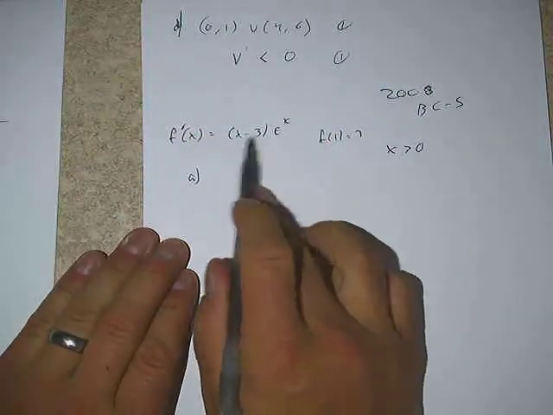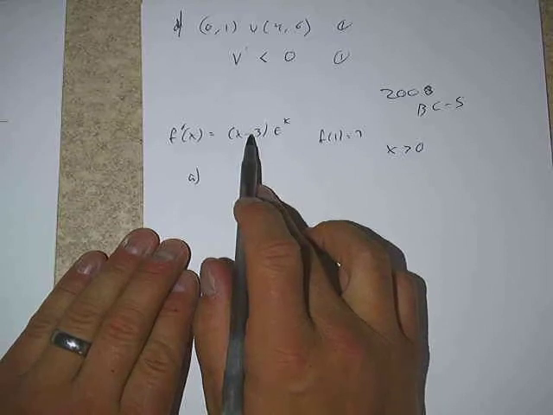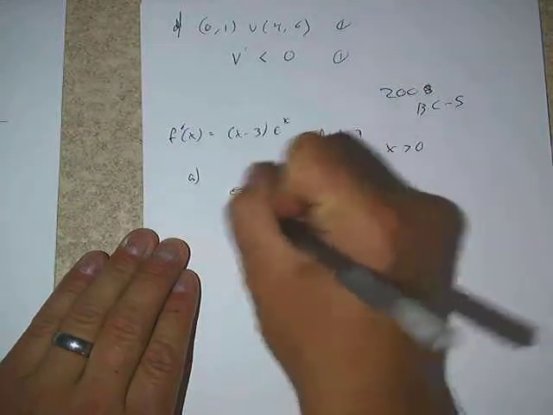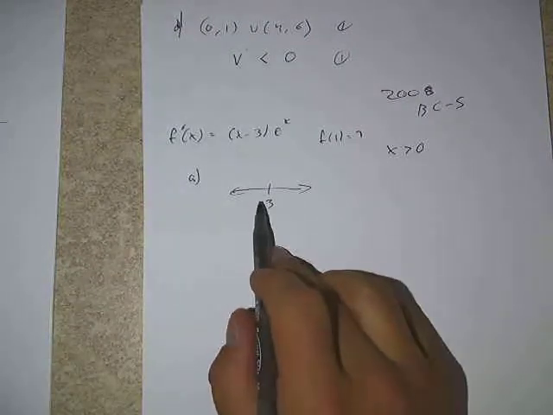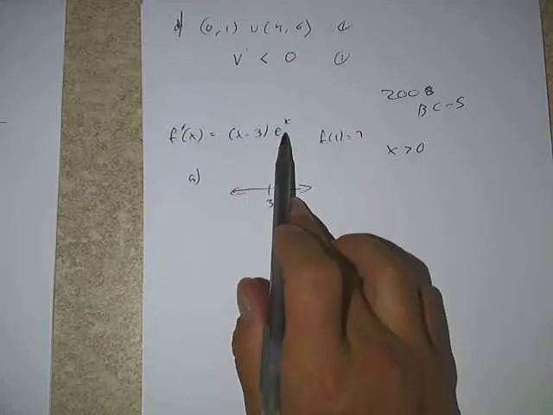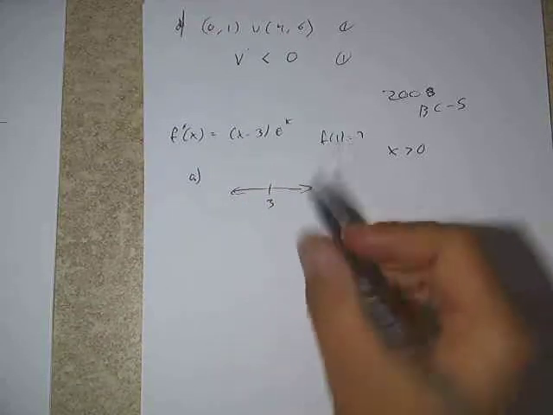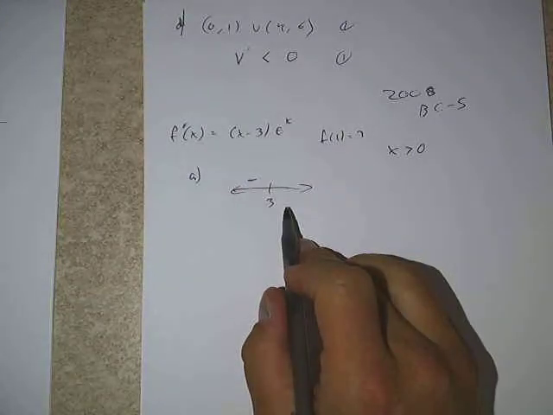Alright, so the first part here in part A says the function f has a critical point at x equals 3. At this point, does f have a relative minimum, maximum, or neither? And justify. So in part A, we know that there's a critical point because if we set the derivative equal to 0, 3 would obviously be a solution to that. So 3 is our candidate that we want to look at here.